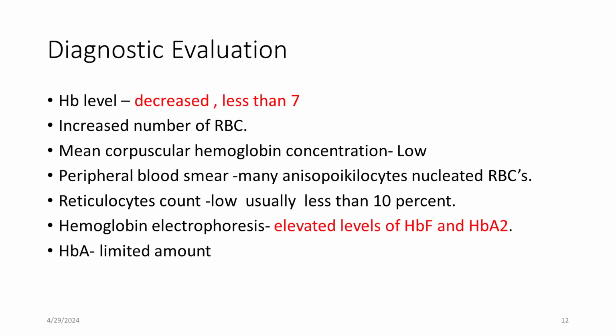Diagnostic evaluation: hemoglobin level decreased, less than 7; increased number of RBCs; mean corpuscular hemoglobin concentration low; peripheral blood smear shows many poikilocytes, indicating abnormal RBCs; reticulocyte count low, usually less than 10%; hemoglobin electrophoresis shows elevated level of HbF and HbA in limited amount.